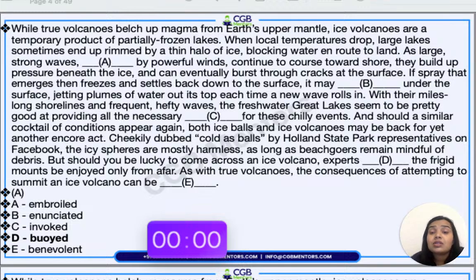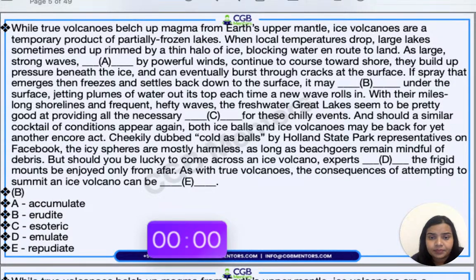Enunciate is to speak. Okay, express in words. Invoke with I. Okay, invoke with I means to refer it to something or someone. किसी चीज को हम cite करते, CITE वाला. And benevolent is somebody who is very good in nature, big heart, generous व्यक्ति, kind व्यक्ति.